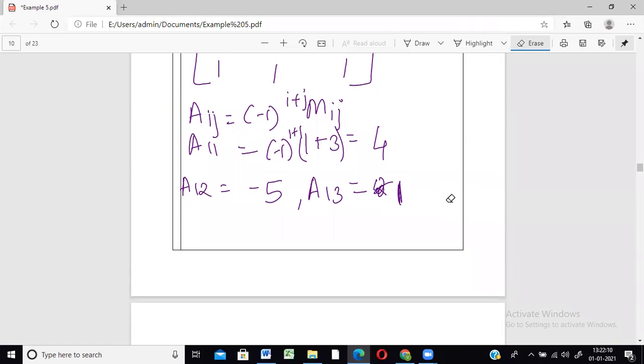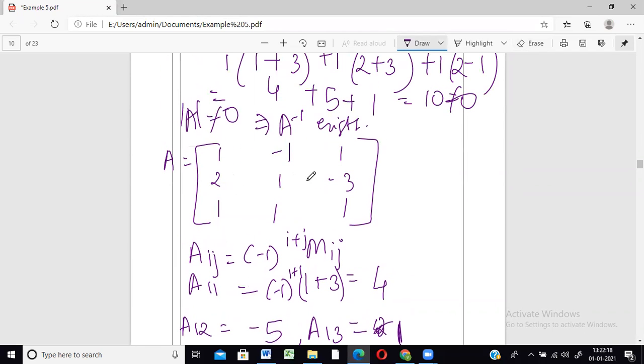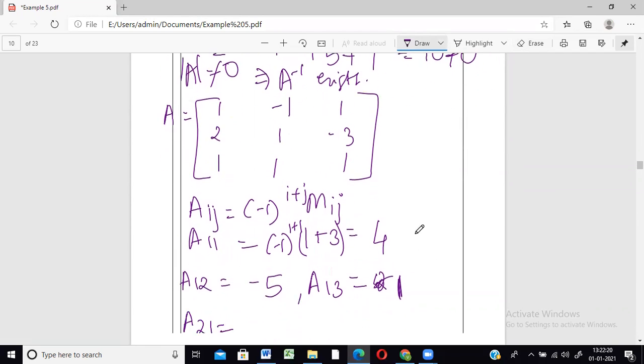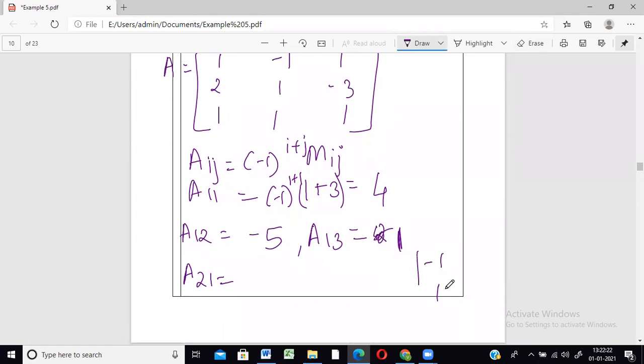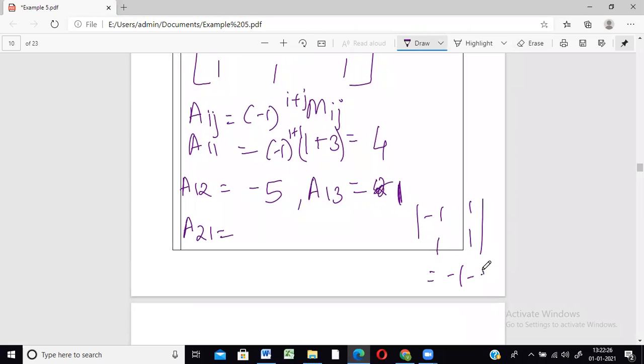Yes. Now for A21, 2 plus 1 is 3. So the sign will change. This is second row, first column, this much. So what remains? 1, minus 1, 1, 1 and 1. This is minus 1, minus 1. So this is minus 2 and the sign will change, right?